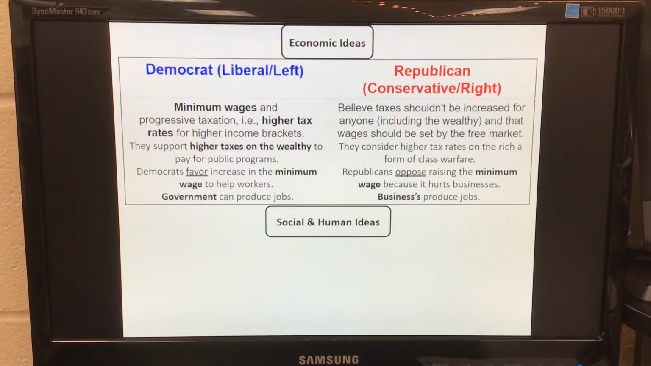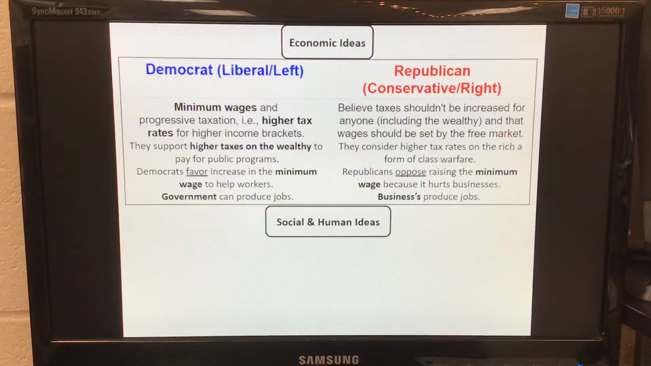So the first thing, when we look at economic ideas, is that the Democratic Party wants to increase minimum wage, okay? So your first bullet under Democratic Party should be increase minimum wage. Let's go ahead to the next bullet under the Democratic Party.